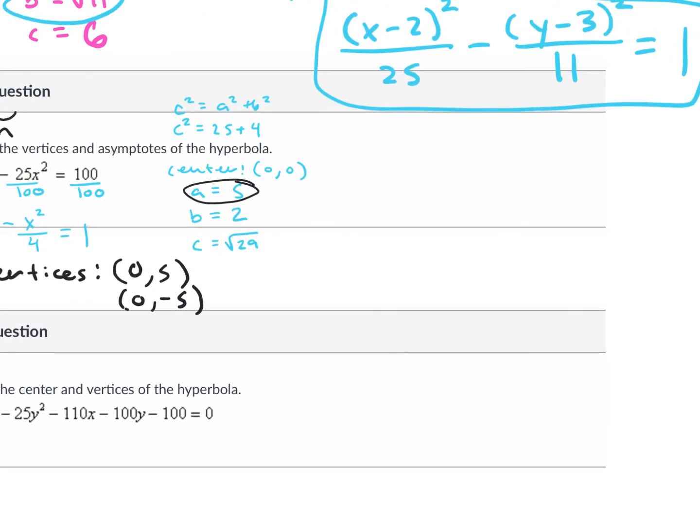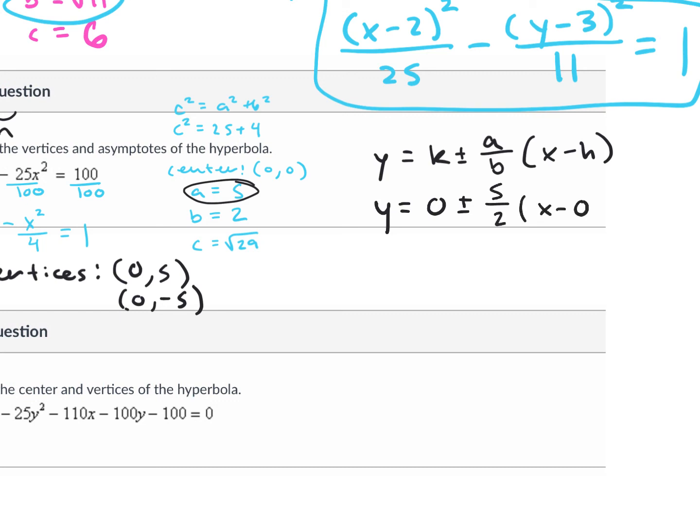Now to find our asymptotes, since we are on a vertical transverse axis, that means we're going to have a over b. So y minus k is equal to plus or minus a over b times x minus h. And now we can plug in everything we have. So y is equal to 0 plus or minus a, which is 5, over b, which is 2, times x minus 0. So this would be y is equal to plus or minus 5 over 2 x.